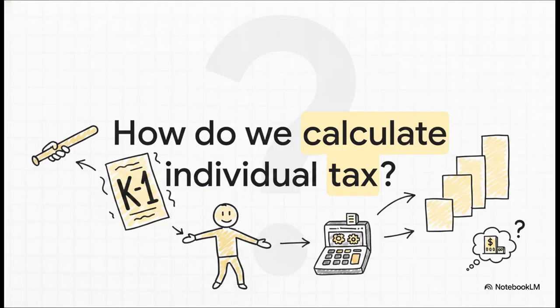Which leaves us right here, with a bit of a cliffhanger. The business has successfully passed the baton, the individual taxpayer is now holding this K-1 with all this income on it. But how exactly do we calculate the tax they actually owe? What filing status do they use, and how do we build out their personal tax brackets? Well, that is exactly what we're going to unpack in our next lesson on individual taxation.